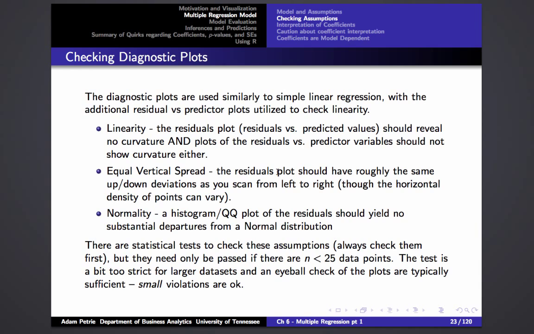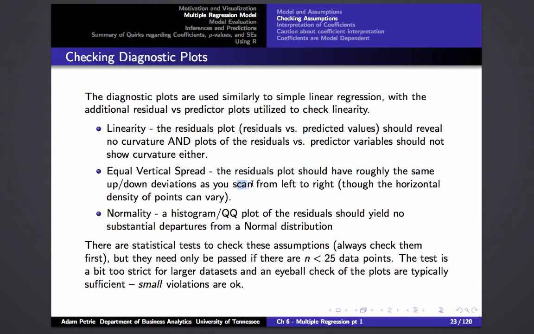So, all right, these diagnostic plots are used very similarly to simple linear regression. The way we check linearity is with the residuals plot, the residual versus predicted values, making sure there's no curvature, and by each of the residual versus predictor plots, making sure there's no curvature with any one of the individual predictors as well. If we're going to check equal vertical spread, we look at the residuals plot, just the plot of the residuals versus predicted values, and we should see more or less equal vertical scatter. Individuals shouldn't deviate from what's predicted by any more or any less based on the characteristics of that individual.